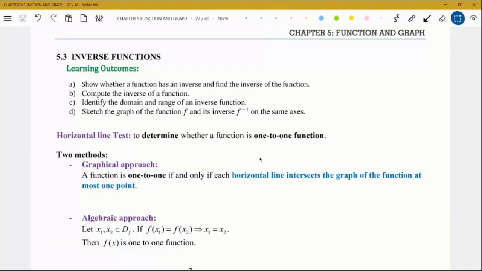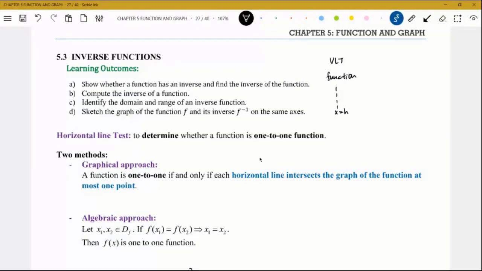Okay, so in order to determine either a function is one-to-one function, we encounter with a test, which is the horizontal line test. Before this, we encountered the vertical line test. So vertical line test, which is we want to find either it's a function or not, we come up with dotted line x equal to h. Kalau dia cross the graph at one point, it means it's a function. Kalau cross the graph 2 points, it means it's not a function.